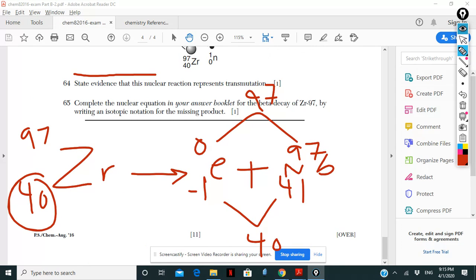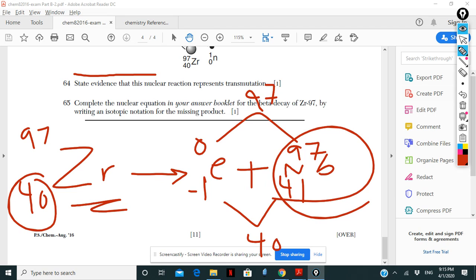So in that reaction, I'm going to get niobium.